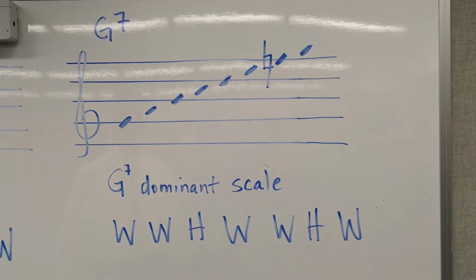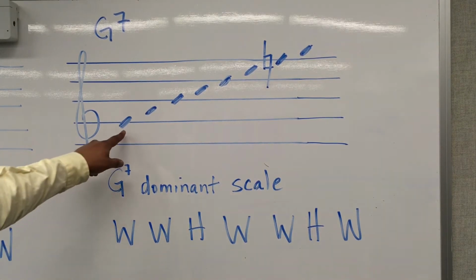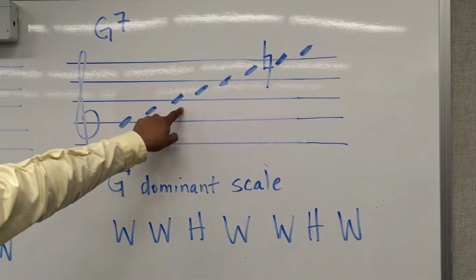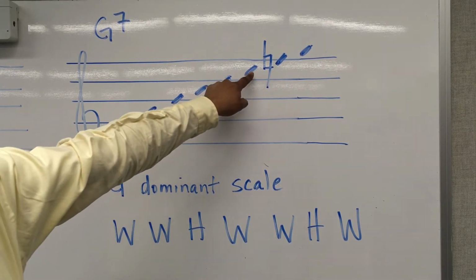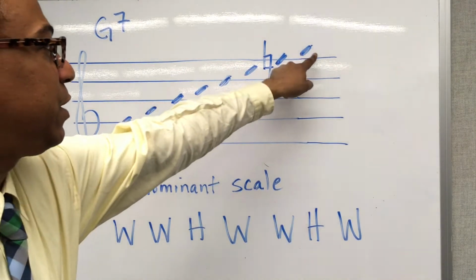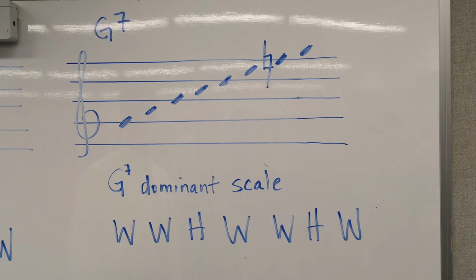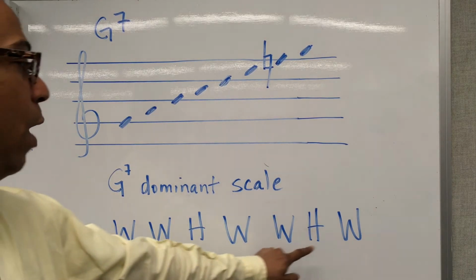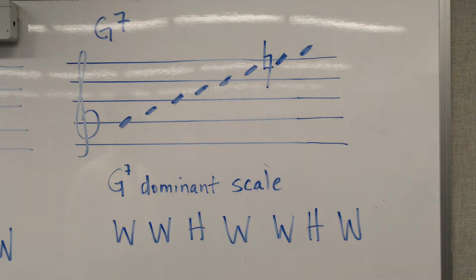Here is your G dominant scale: G, A, B, C, D, E, F natural, G. And here's the pattern: whole, whole, half, whole, whole, half, whole. Your G dominant scale.